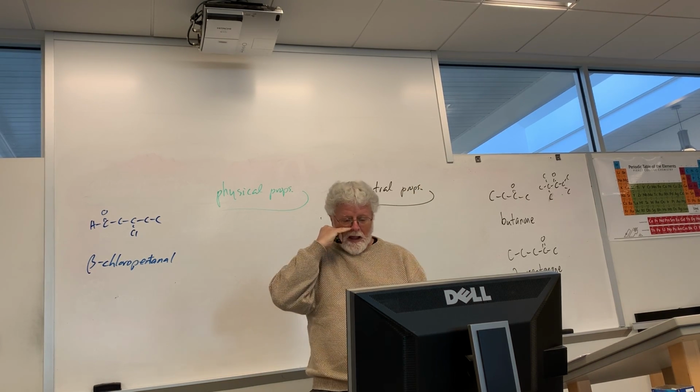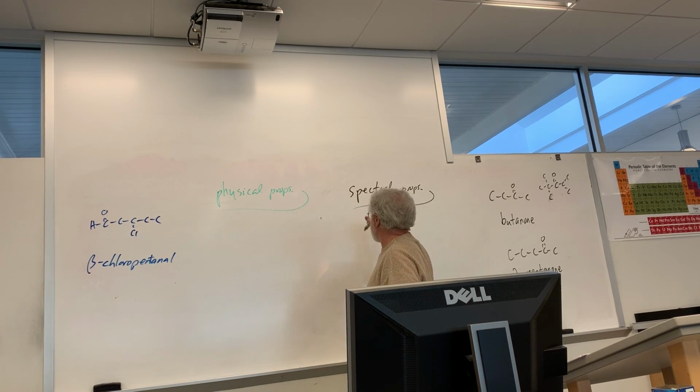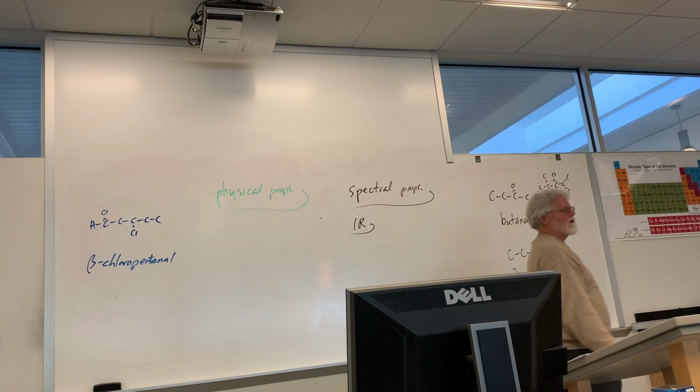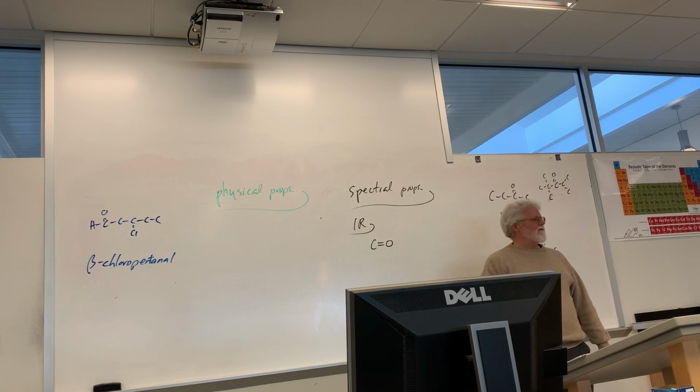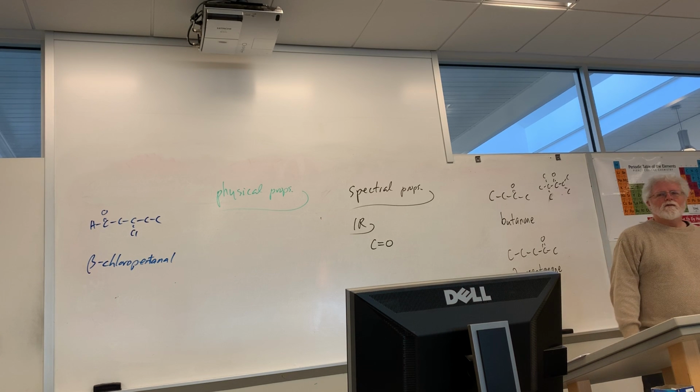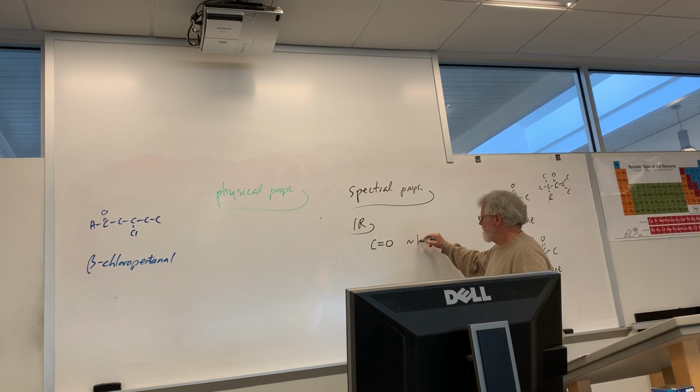Spectral properties. How about IR? What would you look for in an IR to see if you had an aldehyde or a ketone? Yeah, the big thing is you look for evidence of the carbonyl bond. Where would you look for that evidence? Around 1700 wave numbers.